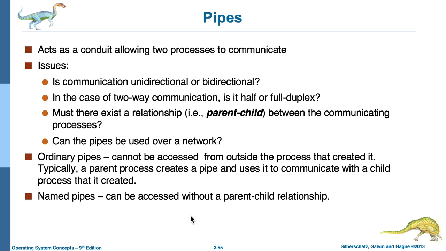Okay. There are two different types of pipes when we are generally talking about pipes. There are ordinary pipes and named pipes. The ordinary pipes cannot be accessed from outside the process that created those pipes. Typically a parent process creates a pipe and uses it to communicate with a child process that it created. Whereas named pipes can be accessed without this hierarchical parent-child relationship.